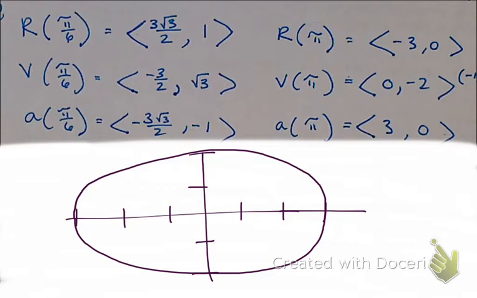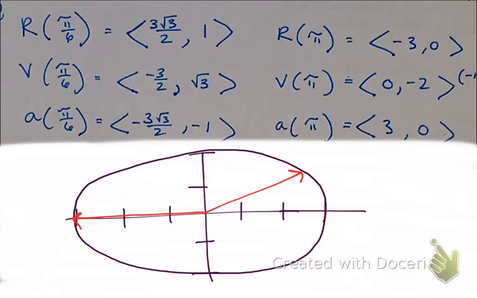So these are the values, and then it also says to draw all the vectors. I'll do them in different colors so you can see them. For the position vectors, here's the position vector for pi over 6. It should actually go all the way out there, but you get the point. This is the position vector for pi.